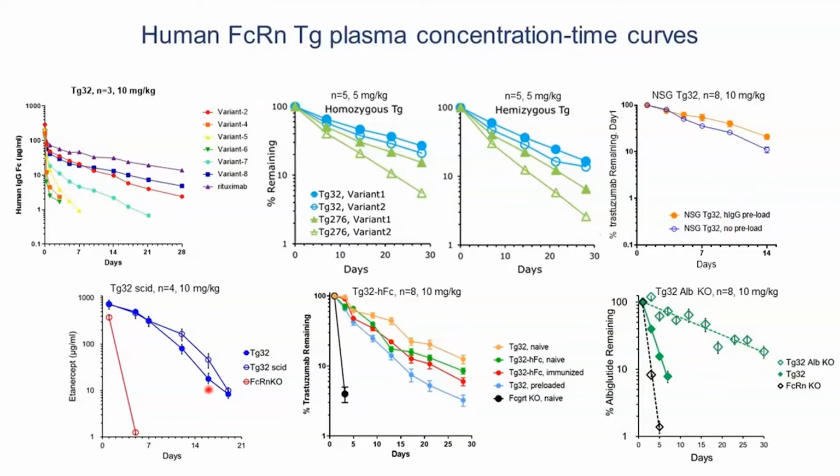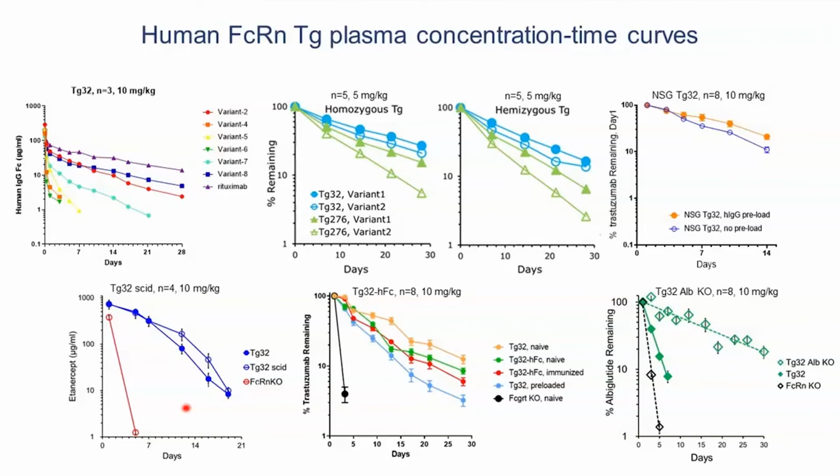In the bottom left, we've got the TG32 skid mice. And what we did was we put etanercept into both the TG32 skid as well as the TG32. And you can see that both yield the same plasma concentration curves and the same clearance rates. So this model, the TG32 skid, is a good possibility to substitute and use if you want to avoid anti-drug antibodies against your candidates.